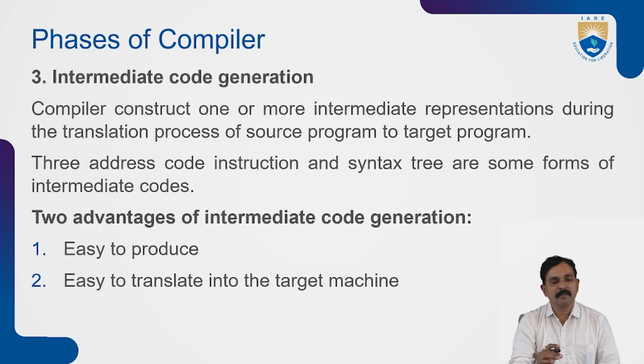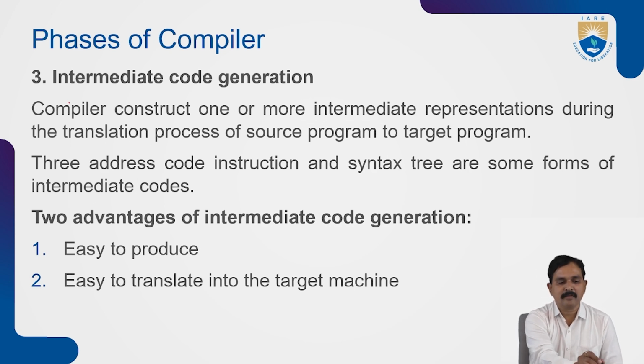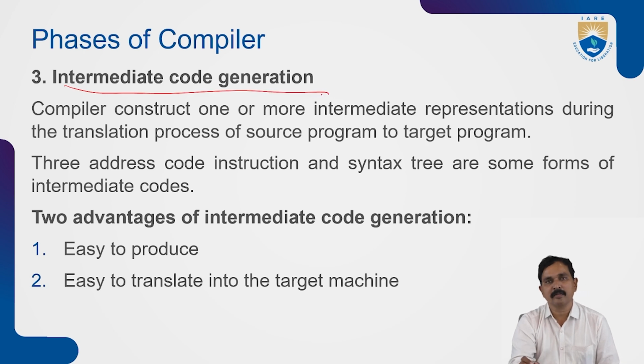Now let's see the fourth phase. The fourth phase of the compiler is intermediate code generation. Here, most frequently, you use three-address code instructions. It may be triples, quadruples, or indirect triples, and sometimes a syntax tree. You will get the details of intermediate code generation in coming chapters, but you have to know the basic idea.